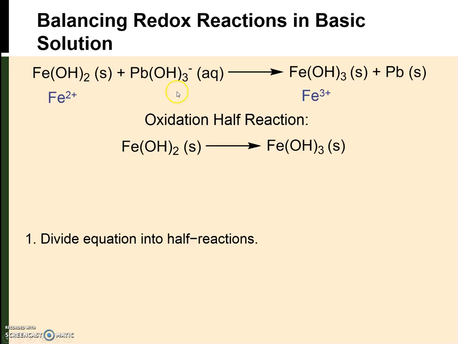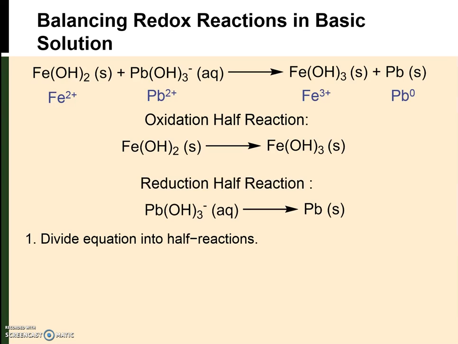And so if we look at the lead hydroxide, we have 3 hydroxides and a negative charge overall. So that means we must be starting with a lead 2+. And in the products, we just have lead solid, which would be lead 0. And so that means our reduction half reaction must be lead hydroxide being converted to lead metal. So now that we have our 2 half reactions, we want to balance any atoms other than hydrogen and oxygen, which is actually done for us already. So the iron atoms balance in the oxidation and the lead atoms balance in the reduction.